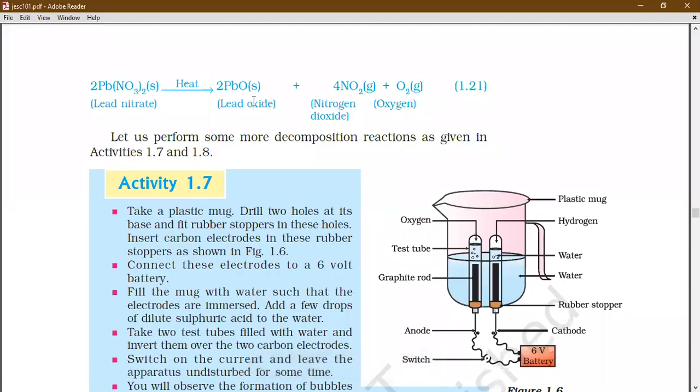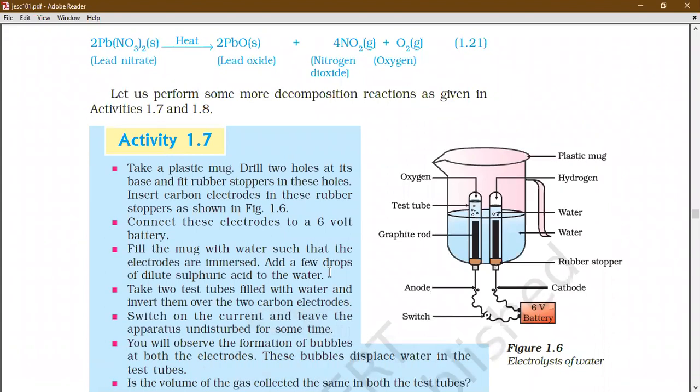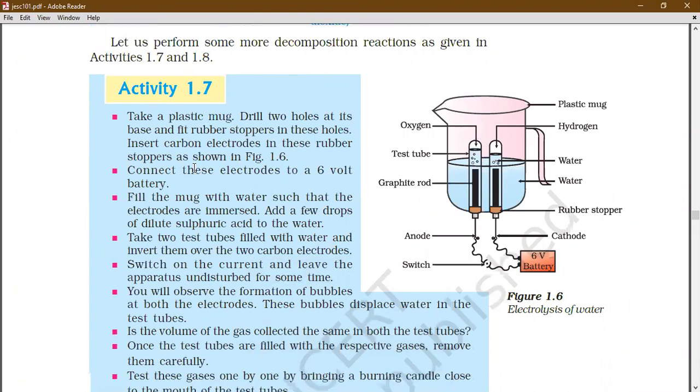Let us perform some more decomposition reactions as given in activities 1.7 and 1.8. Activity 1.7. Take a plastic mug, drill 2 holes at its base and fit rubber stoppers in these holes. Insert carbon electrodes in these rubber stoppers as shown in figure 1.6. Connect these electrodes to a 6-volt battery.